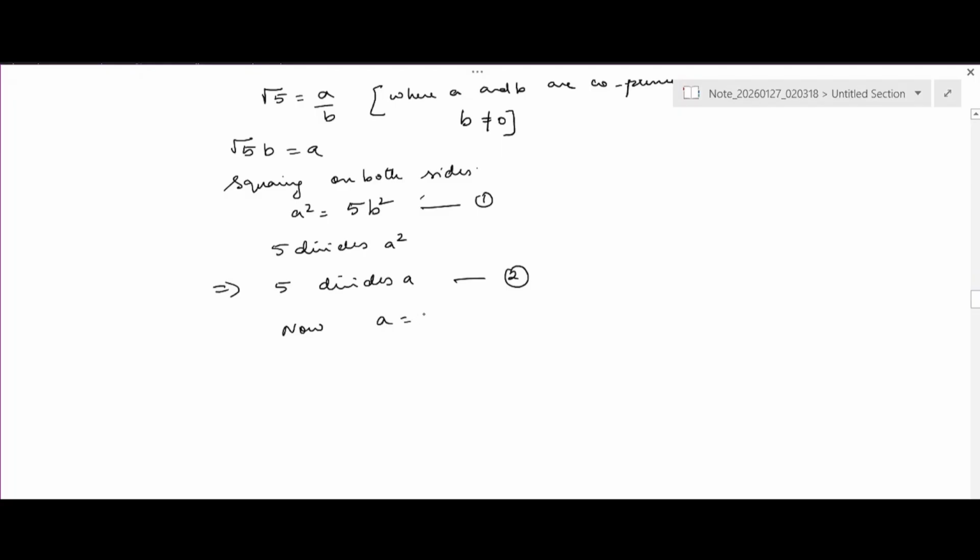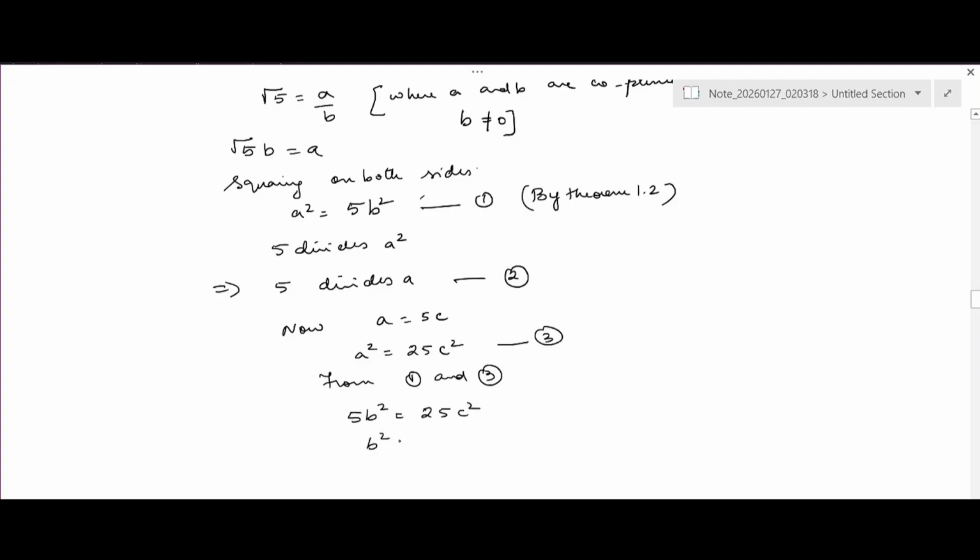Now a is equal to 5c. So squaring, we get a squared is equal to 25c squared. This is the third one. From 1 and 3, by theorem 1.2, this is very important. So from 1 and 3, 5b squared is equal to 25c squared.